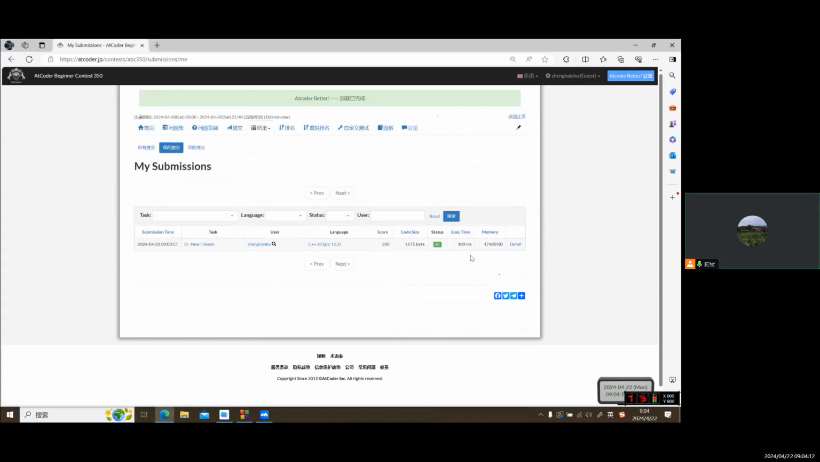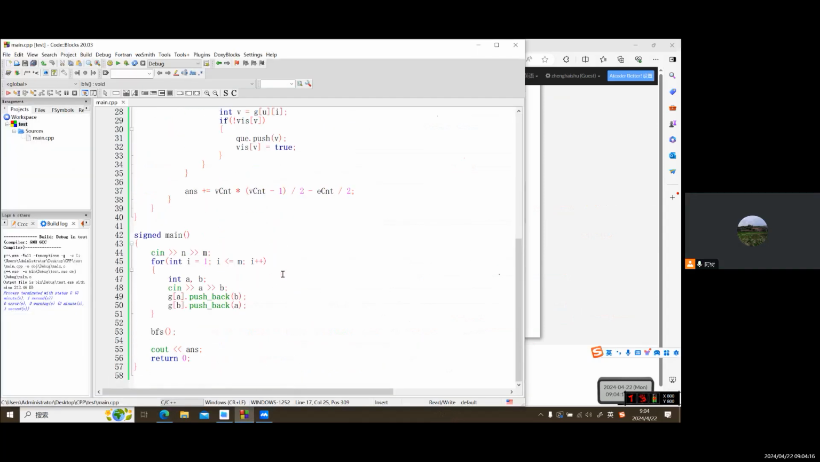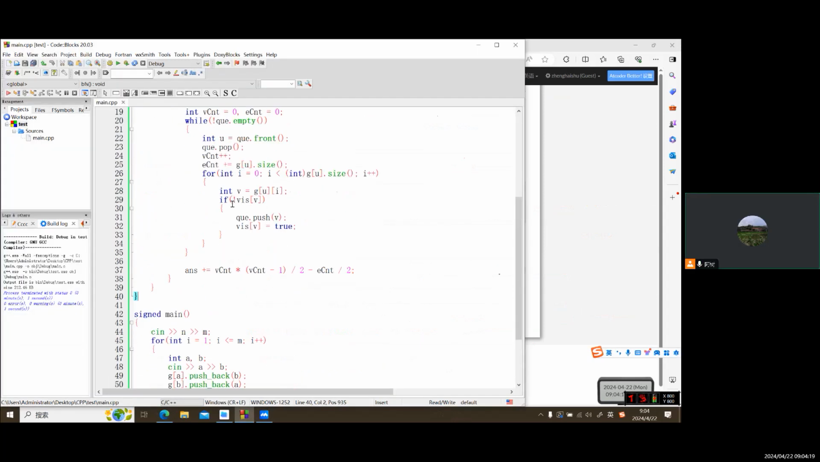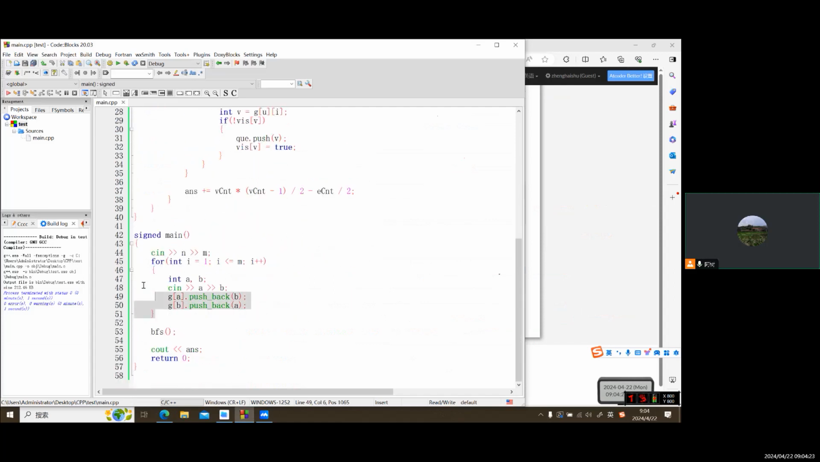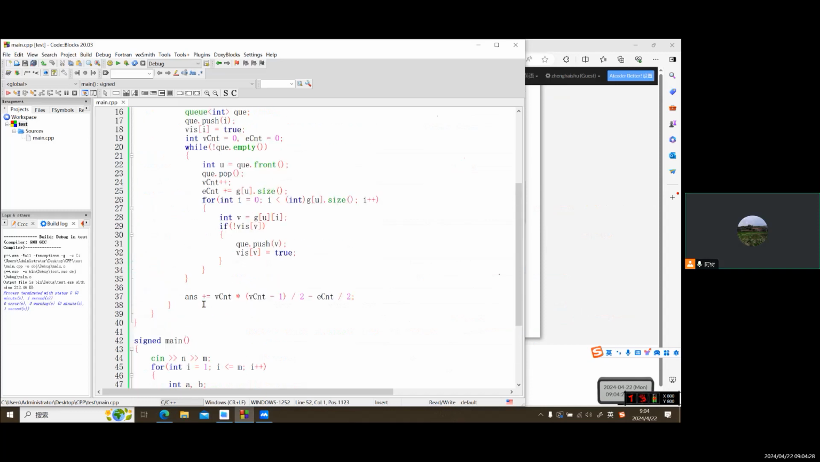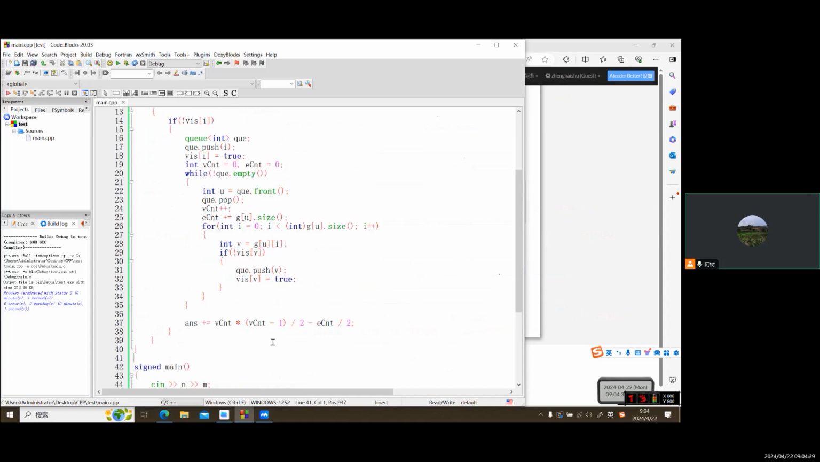Okay, the solution has been accepted. So this task is not difficult. The solution has only 2 steps. The first step is to store the graph, and the second step is using BFS to calculate the vertex count and the edge count. Okay, now this problem has finished, and see you next time.